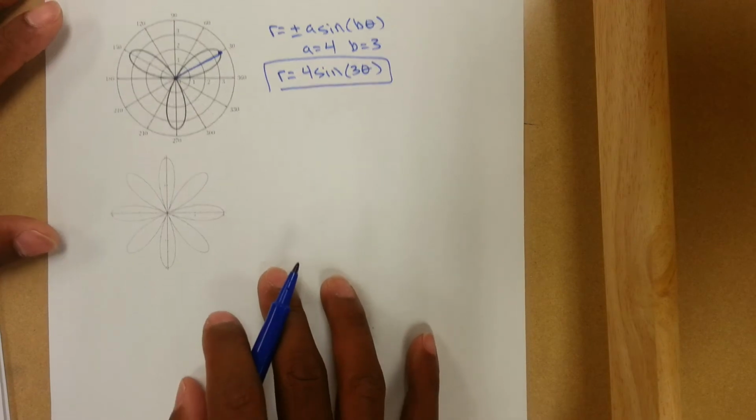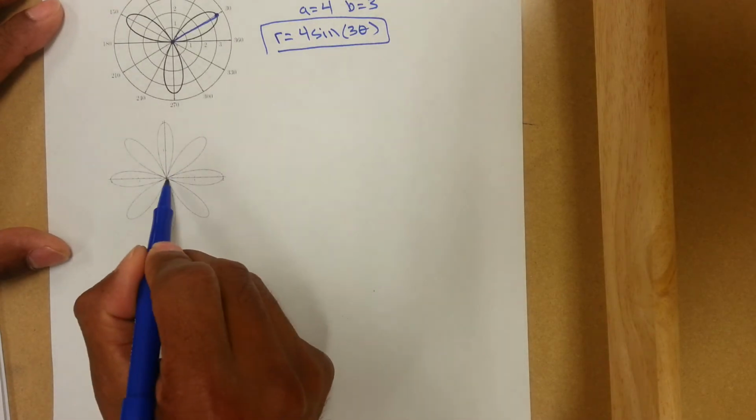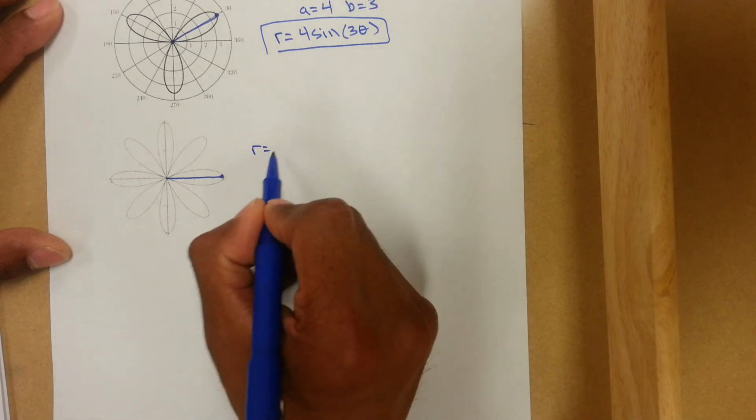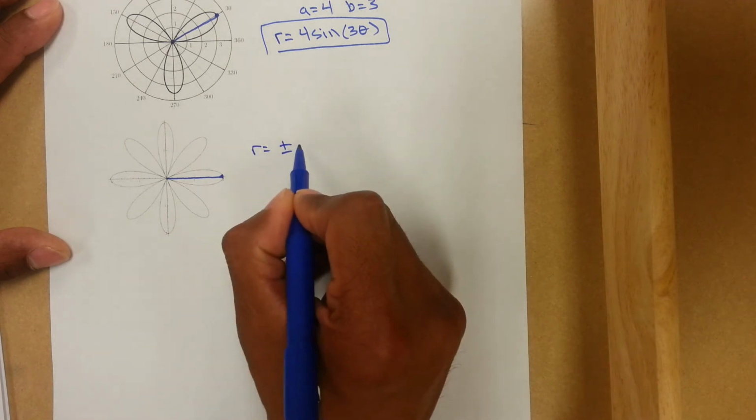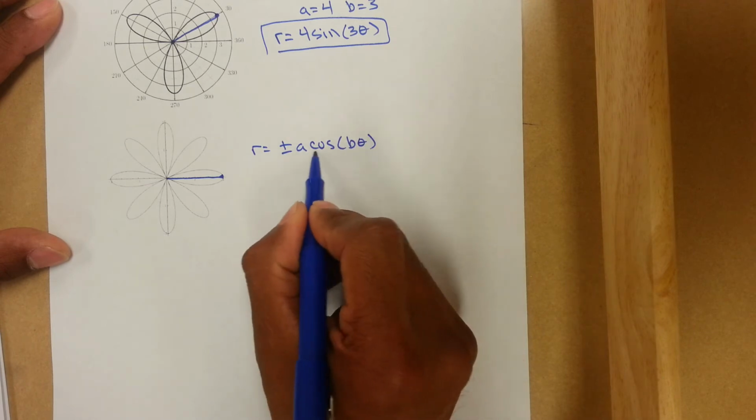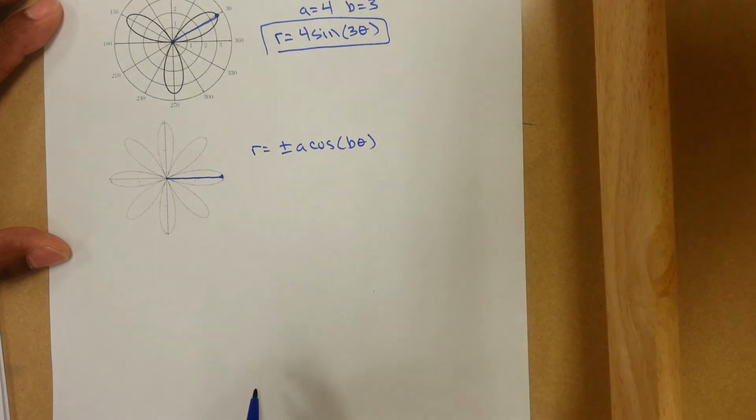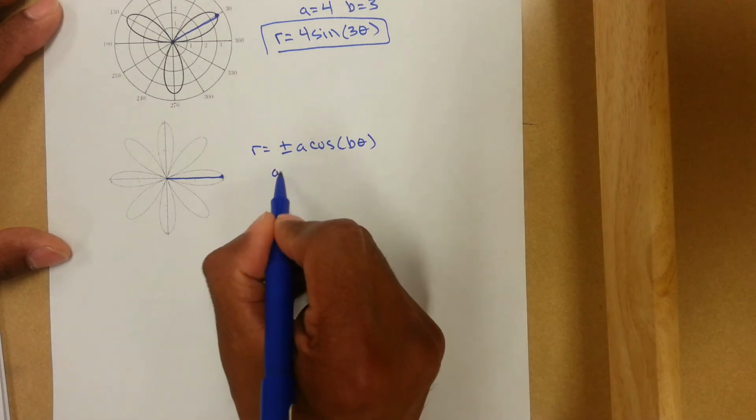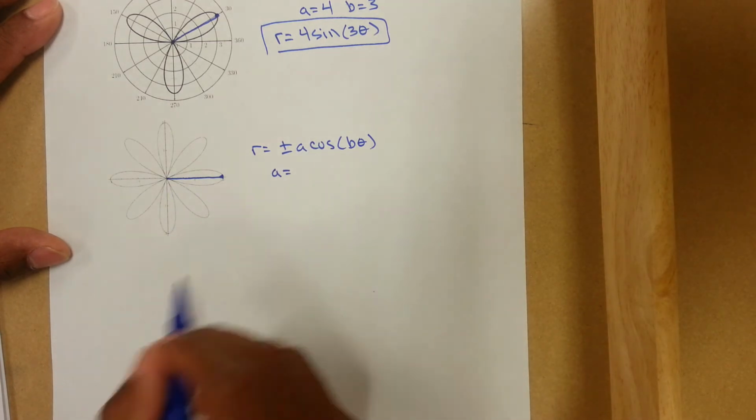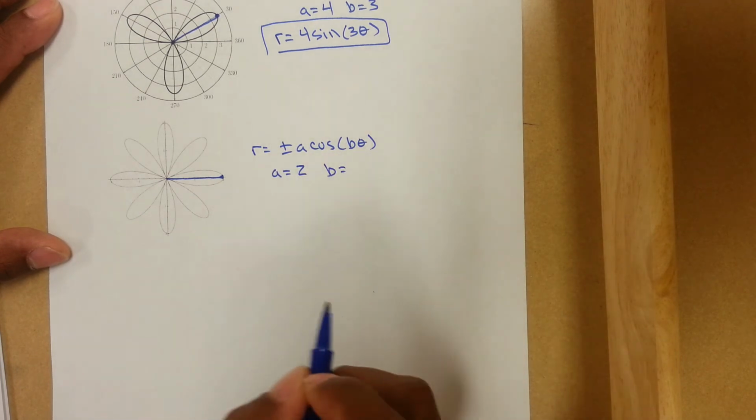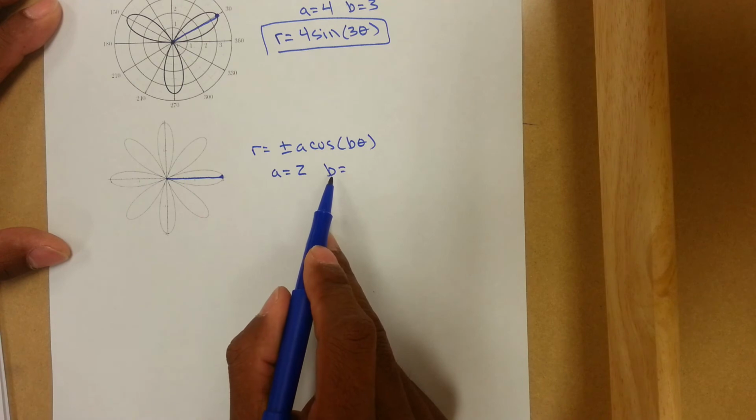Now, second example. Notice my first petal starts on the 0 degree mark. So what that means is I'm going to use the positive negative A cosine B theta equation. Again, cosine always starts on the 0 degree mark. A is going to be the length of the petal. So this is kind of hard to see, but it looks like the length of each petal is going to be 2. Now, this is where you want to be very careful because your B value you're going to need to figure out by the number of petals.